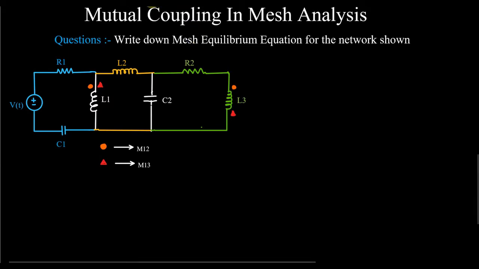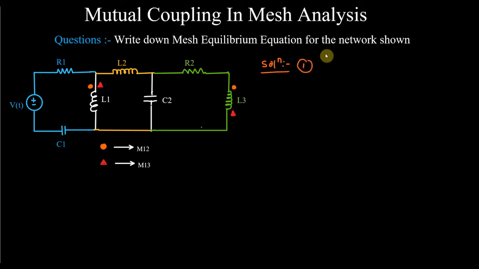So I start with the question. Solution. What is the first step in any mesh analysis? The first step is to find out the number of loops or number of meshes. How many are there here? You can see that this is the first mesh, this is the second mesh, and this will be the third mesh. Here we have three meshes.